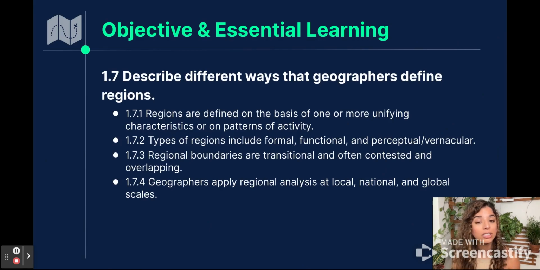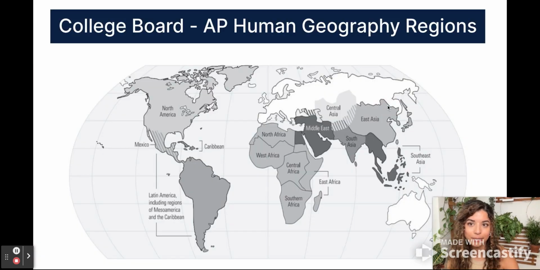First, regions are defined on the basis of one or more unifying characteristics or on patterns of activity. Types of regions include formal, functional, and perceptual. We'll go over those here in just a sec. Regional boundaries are transitional and often contested and overlapping. And finally, geographers apply regional analysis at local, national, and global scales.